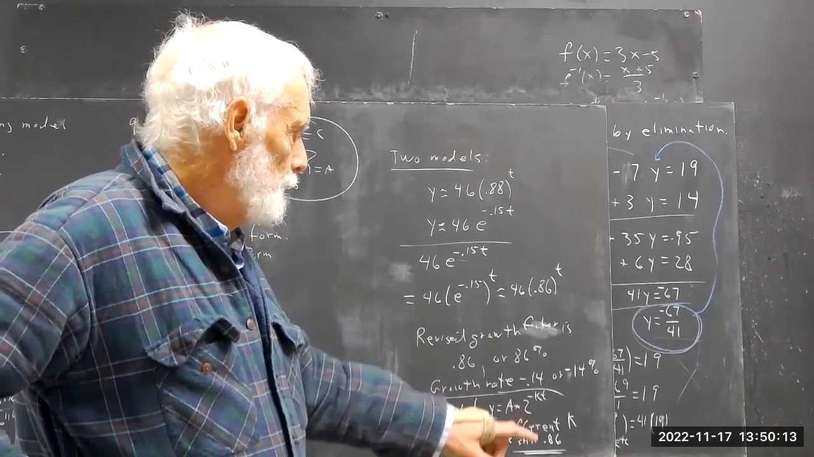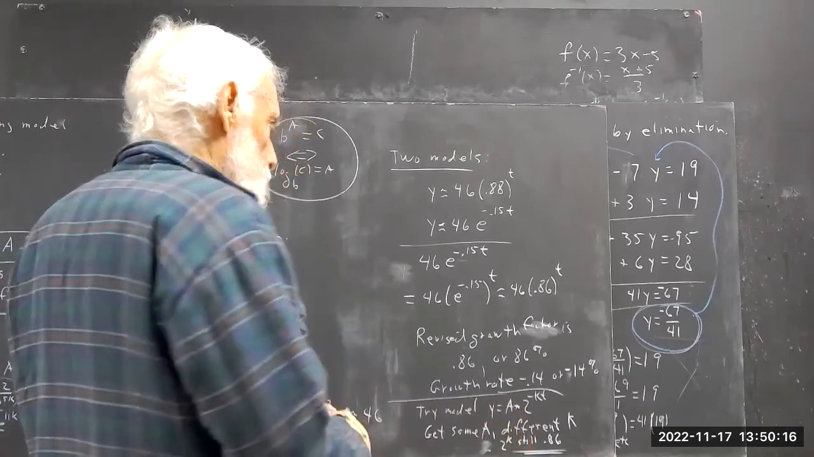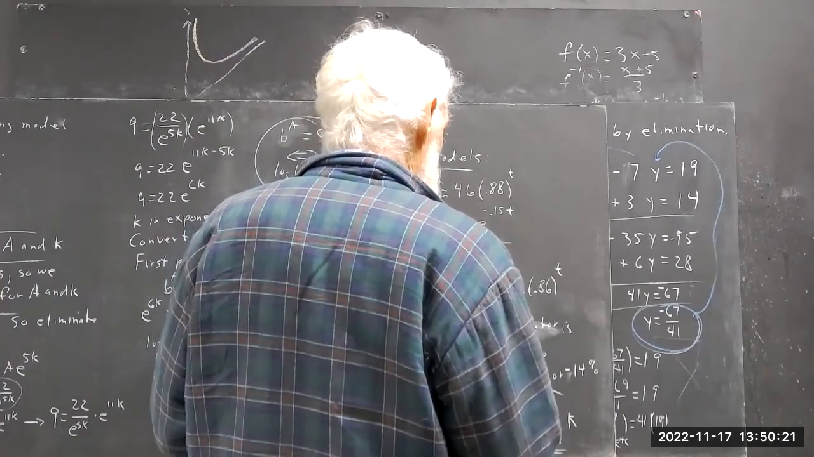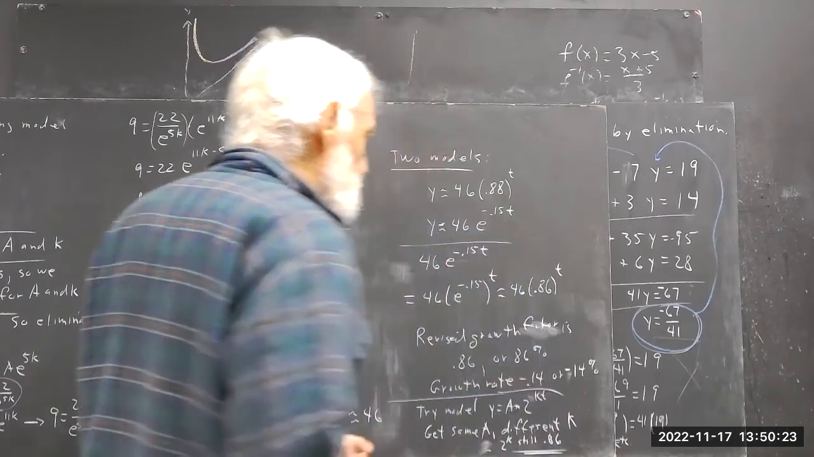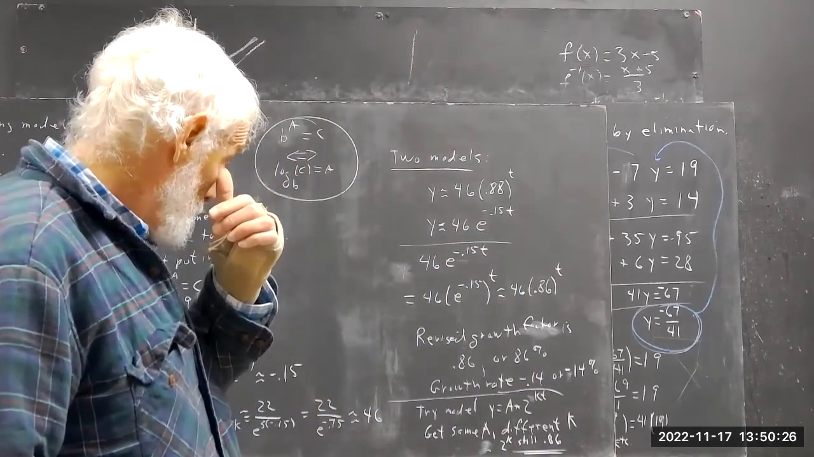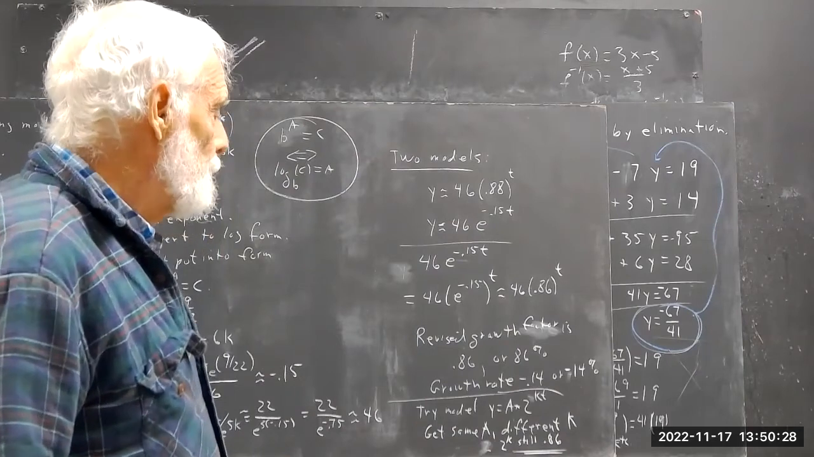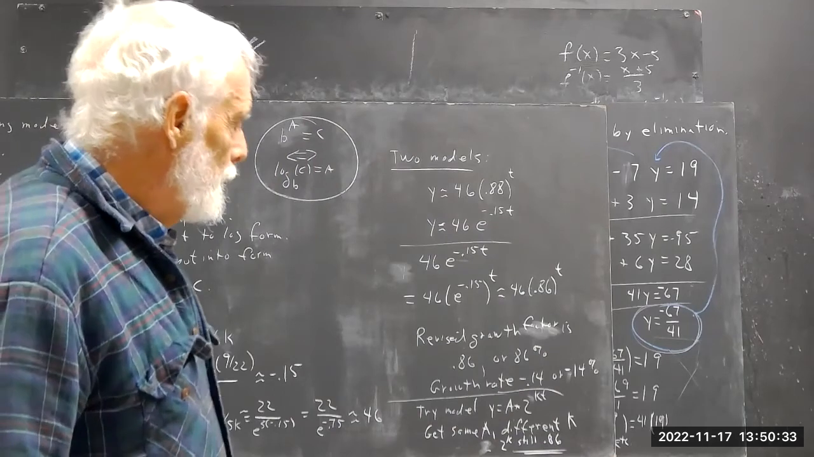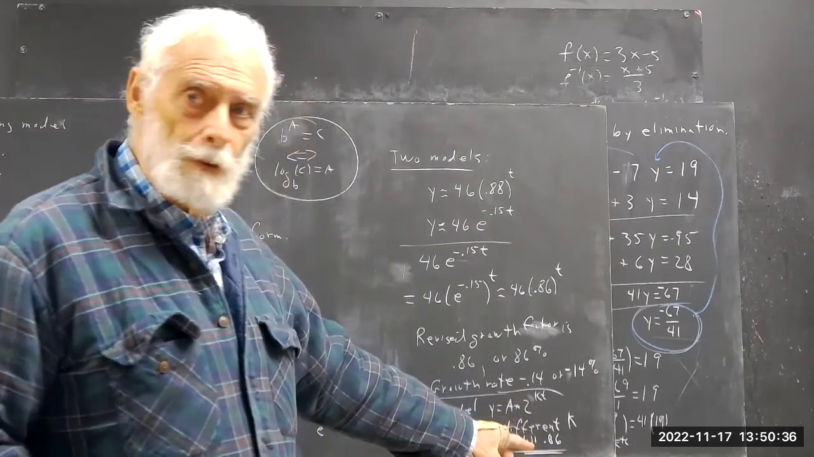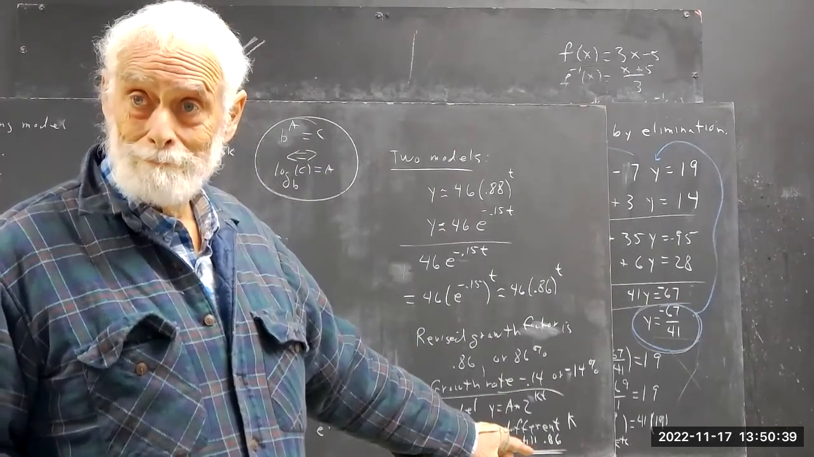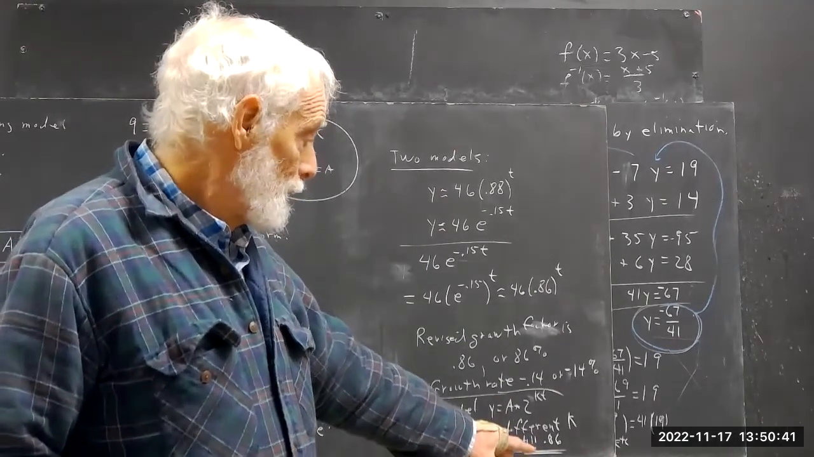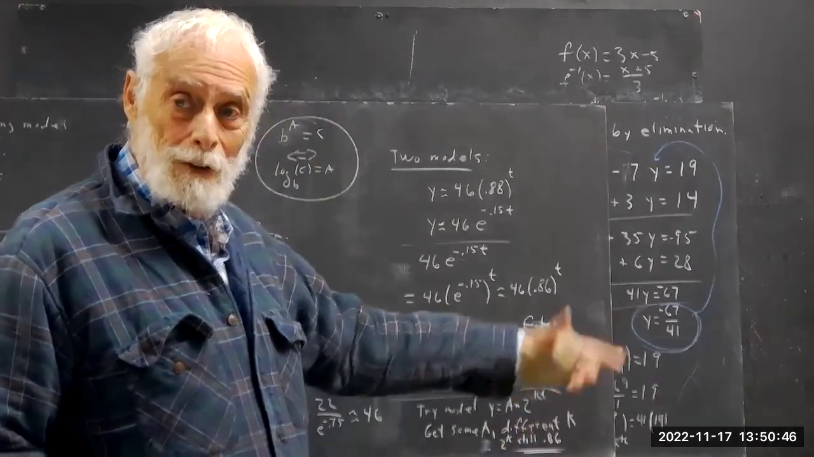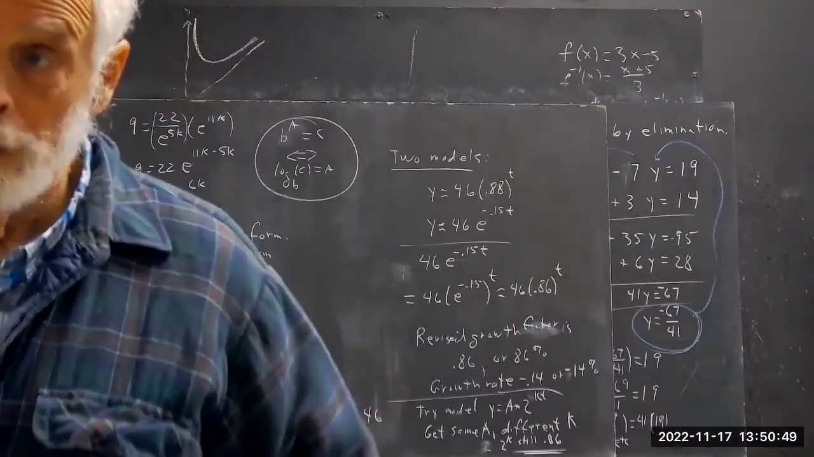In the form 2 to the negative kt, that's true. In this form, it's especially easy to find the half-life. This goes to half when the exponent's negative 1. So when kt equals negative 1, there's your half-life.